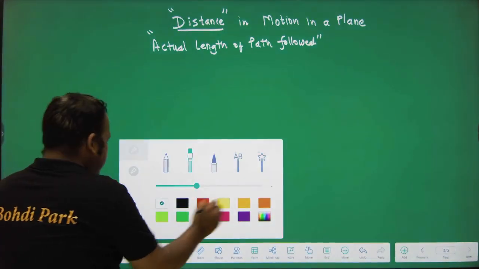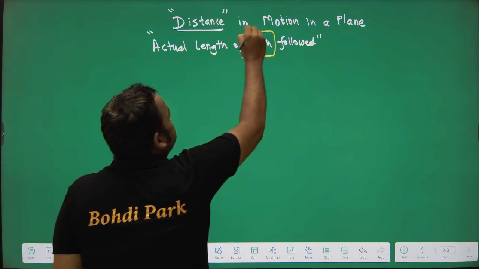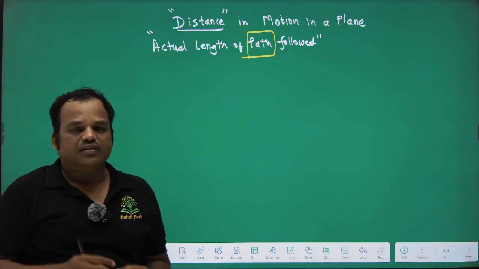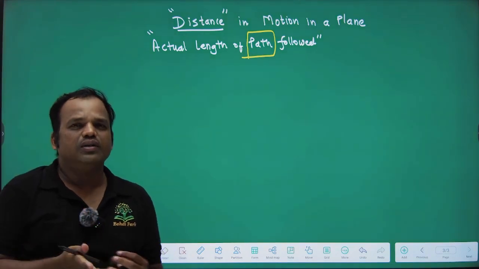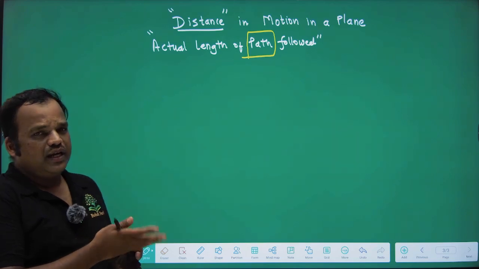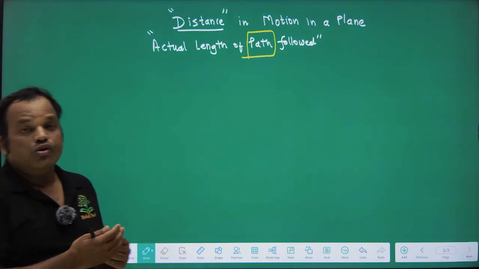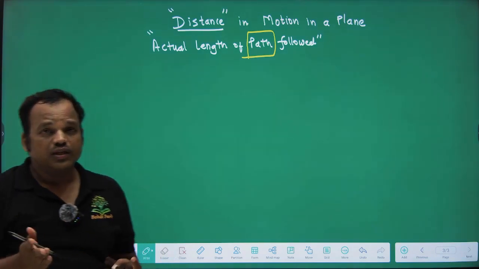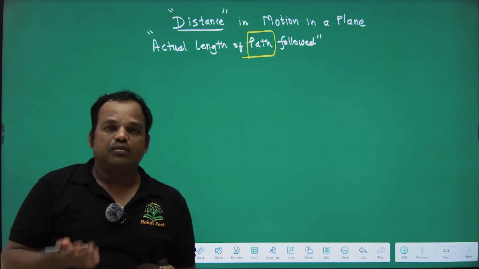So to find distance, we should know the path followed. The path followed means where the particle is going, how the particle is going. Is it taking a right turn, is it taking a left turn, or is it moving along a curve? That curve can be circular, that curve can be parabolic.